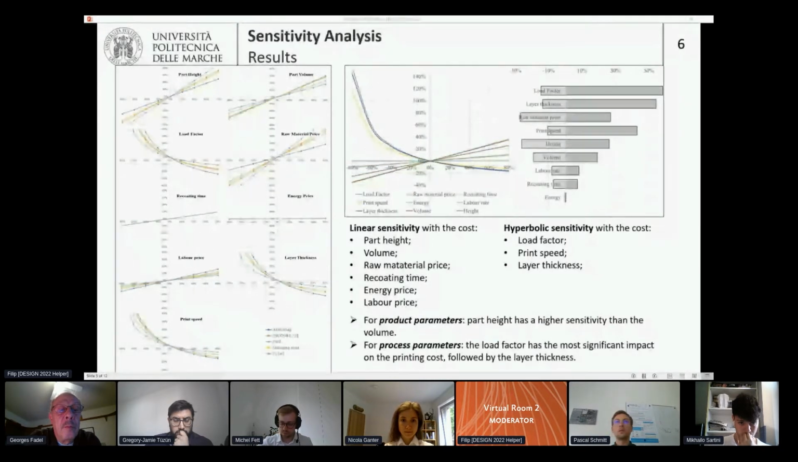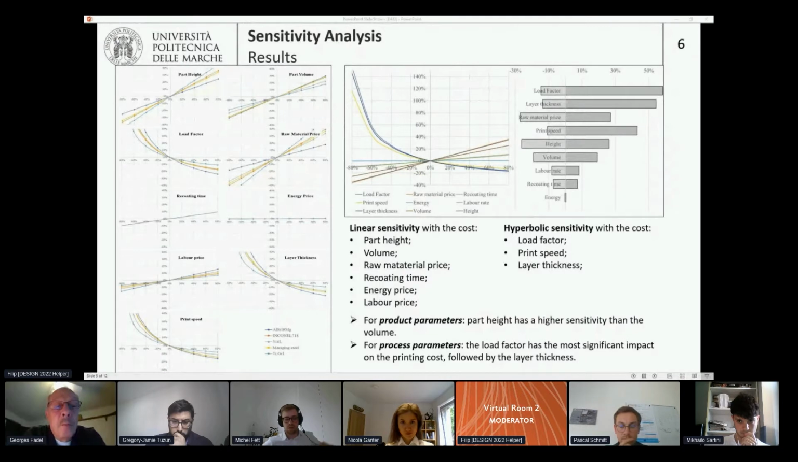Concerning the volume, aluminum has the most significant sensitivity. This result is also due to the process parameters used for both materials. Considering the process parameters, load factor, print speed, and layer thickness show a hyperbolic sensitivity, while parameters like raw material price, recoating time, energy price, and labor price show a linear sensitivity.